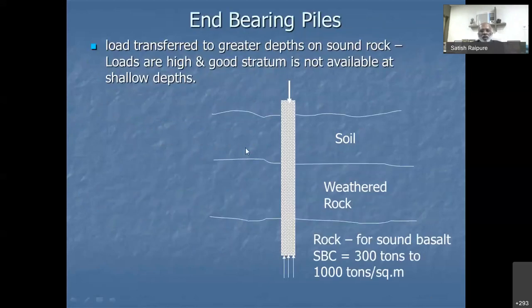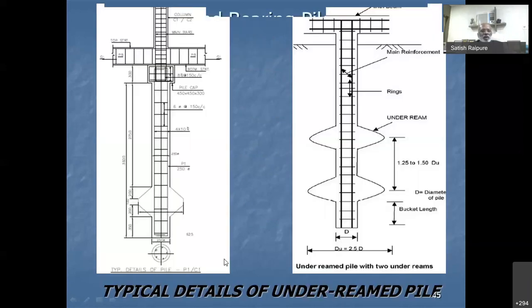This is a typical sketch of an end bearing pile. You can see the soil, weathered rock and rock of very high capacity. And this embedded length should be at least 2 times the diameter of the pile. The load is transferred to greater depths on sound rock. When loads are very high and a good stratum is not available at shallow depth, then we go for such end bearing piles.